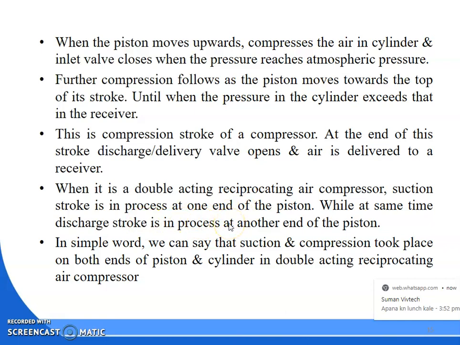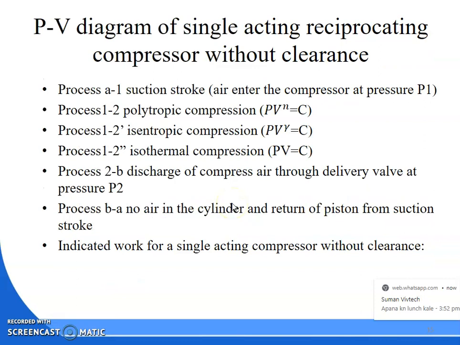In both ends, suction and compression strokes will be there, that is known as your double acting reciprocating air compressor. Then we will discuss the PV diagram of a single acting reciprocating compressor without clearance.